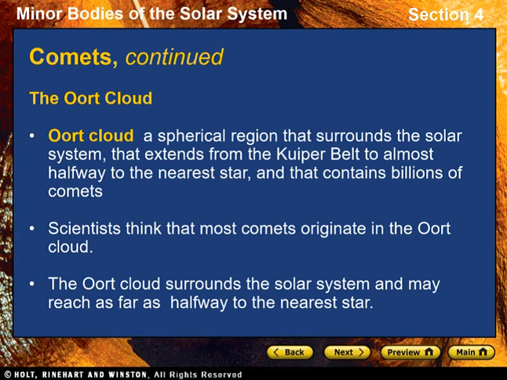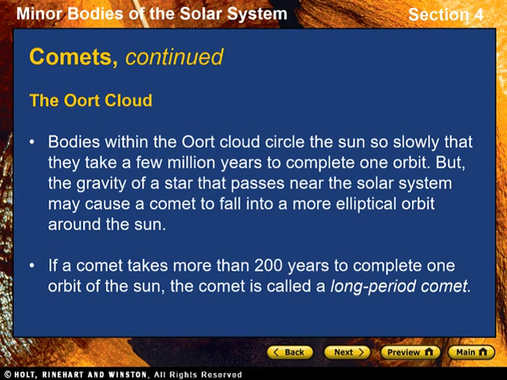Scientists think that the matter in the Oort Cloud was left over from the formation of the solar system. Studying this distant matter helps scientists understand the early history of the solar system. Bodies within the Oort Cloud circle the Sun so slowly that they take a few million years to complete one orbit. But the gravity of a star that passes near the solar system may cause a comet to fall into a more elliptical orbit around the Sun. The orbits of comets that pass by Jupiter may also be changed by Jupiter's gravitational force. If a comet takes more than 200 years to complete one orbit of the Sun, the comet is called a long-period comet.